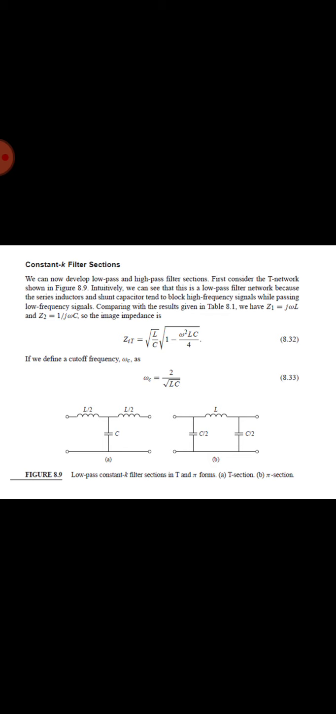Now let us discuss the constant K filter sections. We can now develop the low pass and high pass filter sections, and first consider the T network. And we can see that this is a low pass filter network because the series inductors and shunt capacitors tend to block the high frequency signals while passing low frequency signals. So comparing these results, we have Z1 is equal to j omega L and Z2 is equal to 1 by j omega C. So the image impedance can be written as ZIT is equal to square root of L by C into square root of 1 minus omega squared LC by 4, where omega c is equal to 2 divided by root LC.